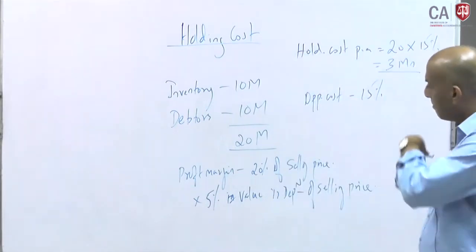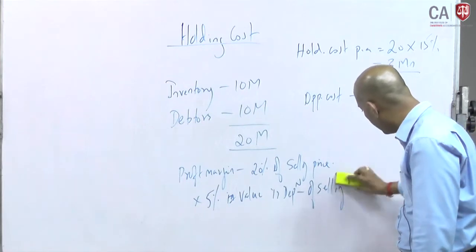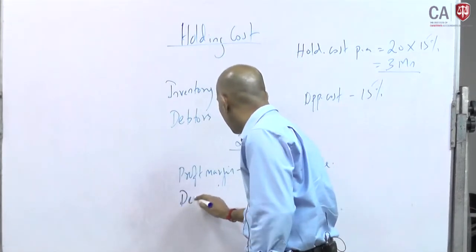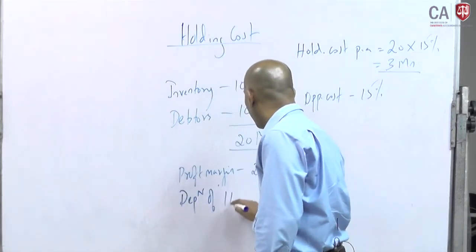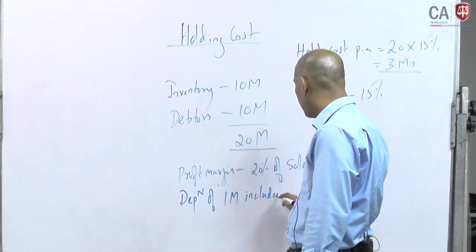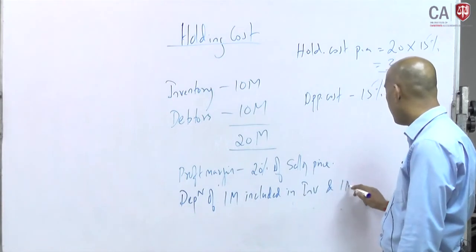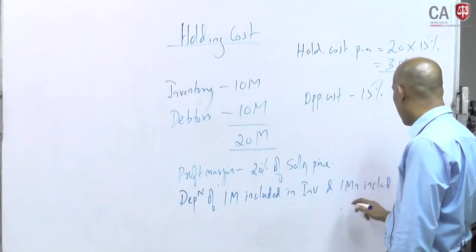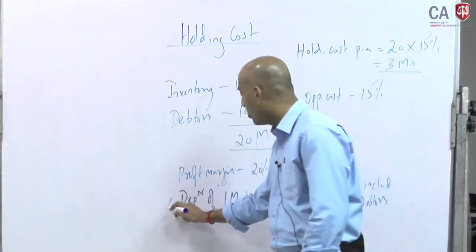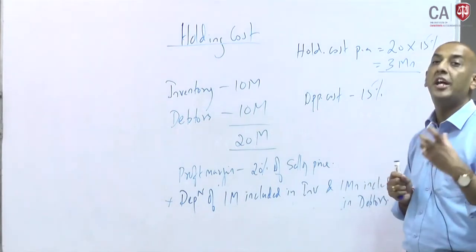But my inventory includes, I would say, just take this example the other way, depreciation. Say depreciation of 1 million included in inventory and 1 million included in debtors. So we say that your value of inventory, 10 million, includes 1 million of depreciation value.